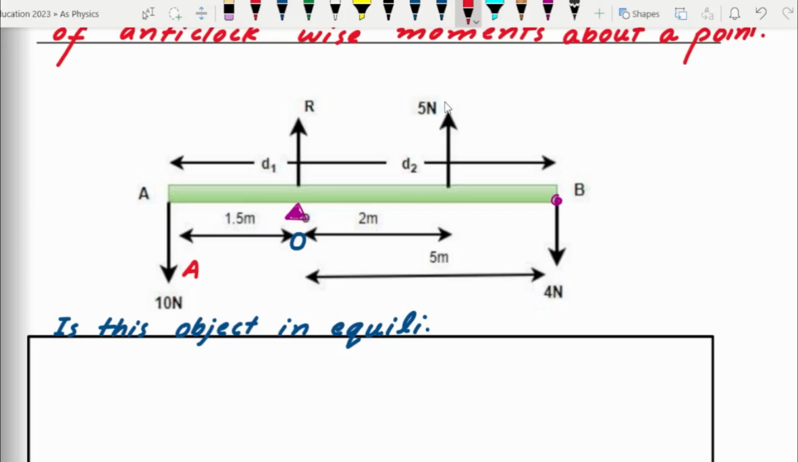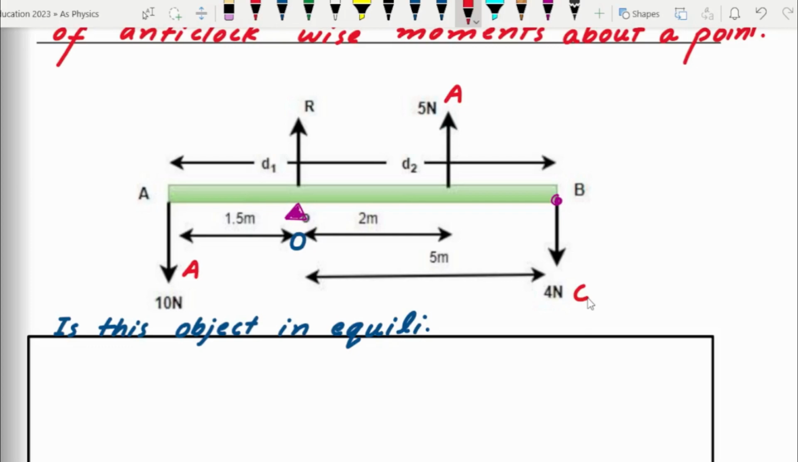Likewise, the force of 5 Newton, ठीक है, ये भी रॉड को इस तरह से बेंड करेगी, टर्न करेगी. So this would also produce anti-clockwise. We can write A with it. And the last force, 4 Newton, it would bend the rod in this direction, which is clockwise. So इसके साथ C लिख देते हैं.